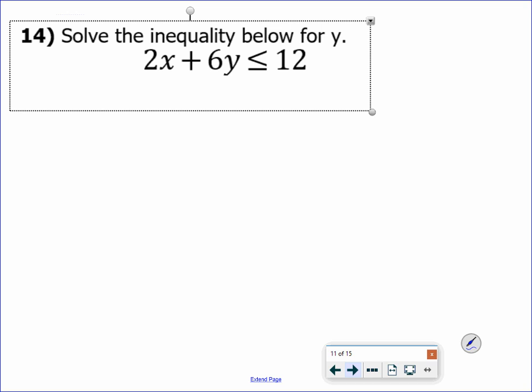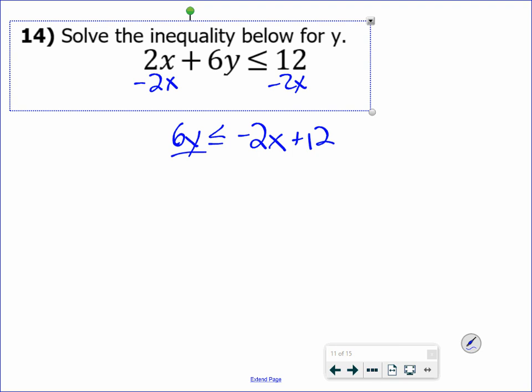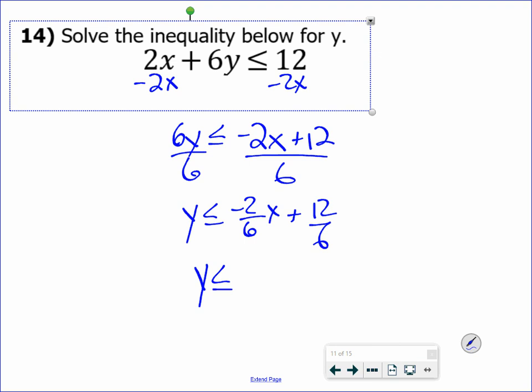Almost through here. Solve the inequality for y. Subtract 2x from both sides. I'll get 6y. These are not like terms, so they can't be combined. And divide everything through by 6, and I'll get y is less than or equal to -2x plus 12 over 6, or, simplifying all the fractions, y is less than or equal to -1/3 x plus 2.